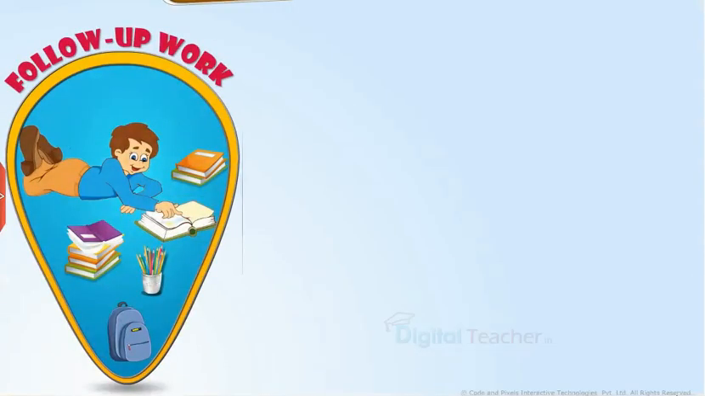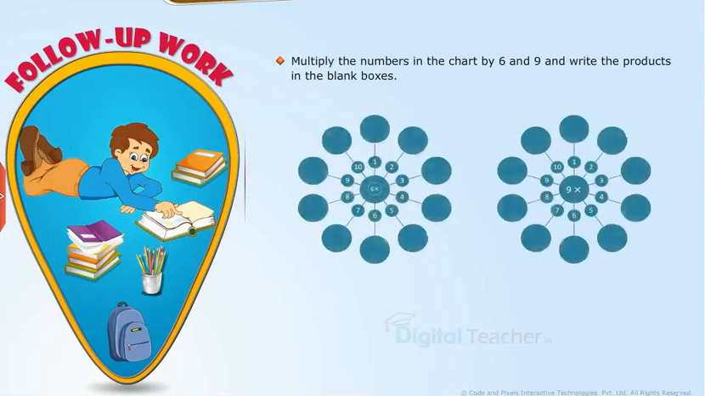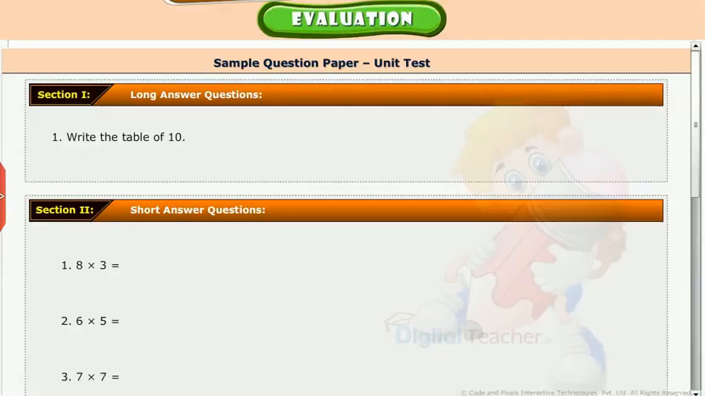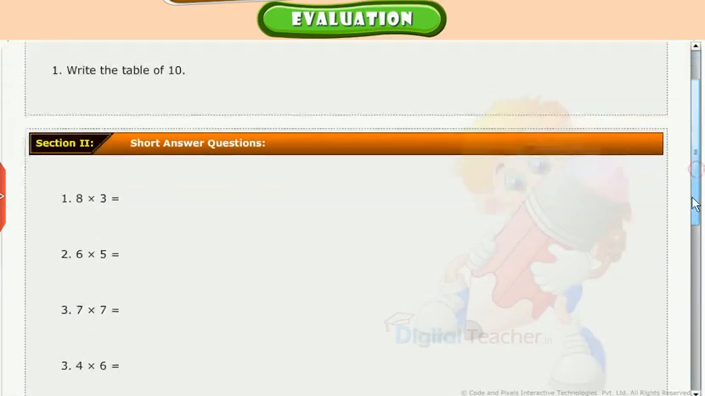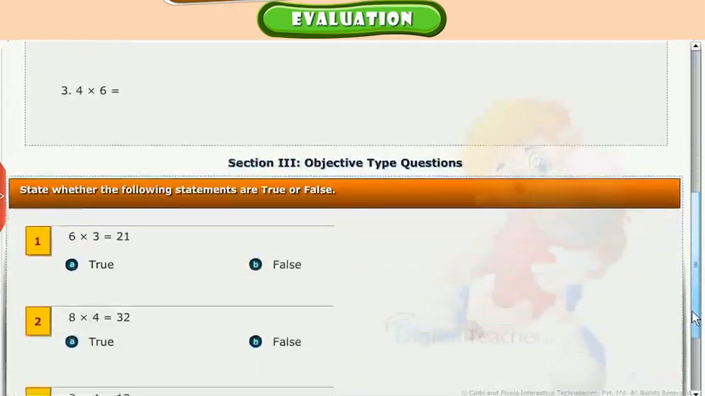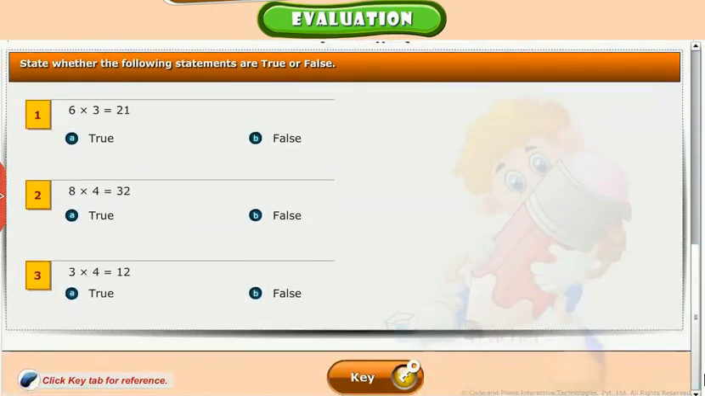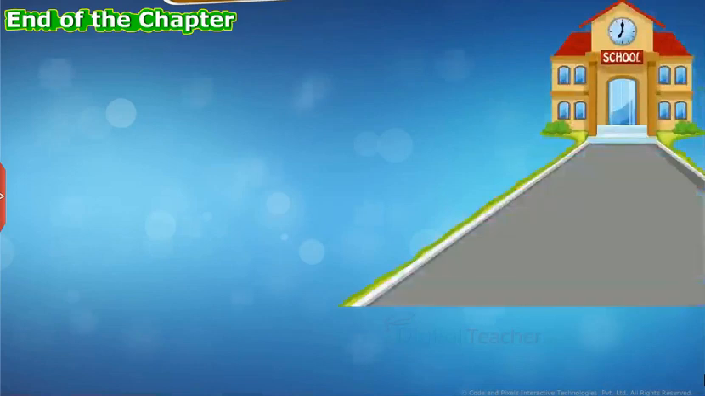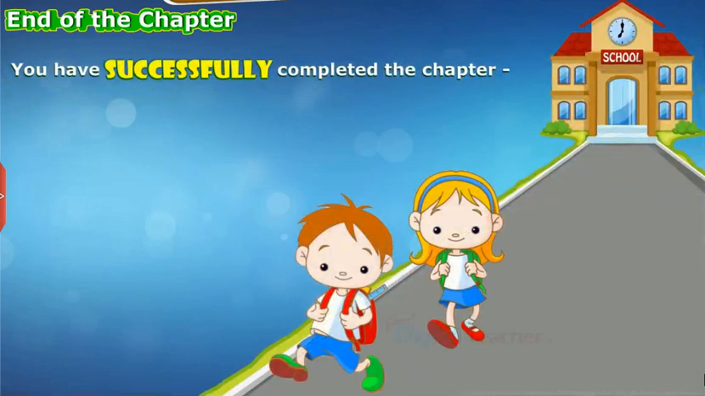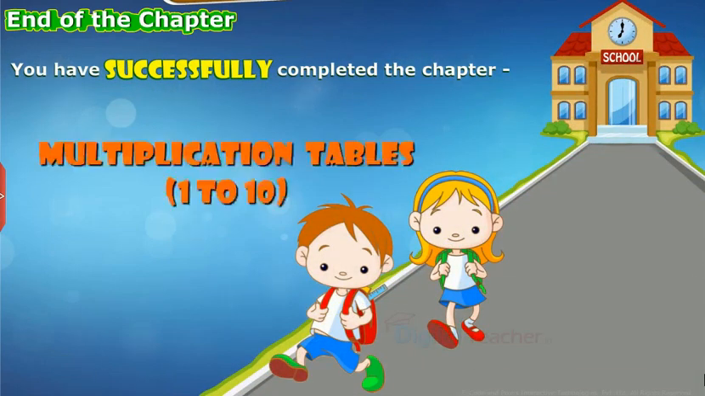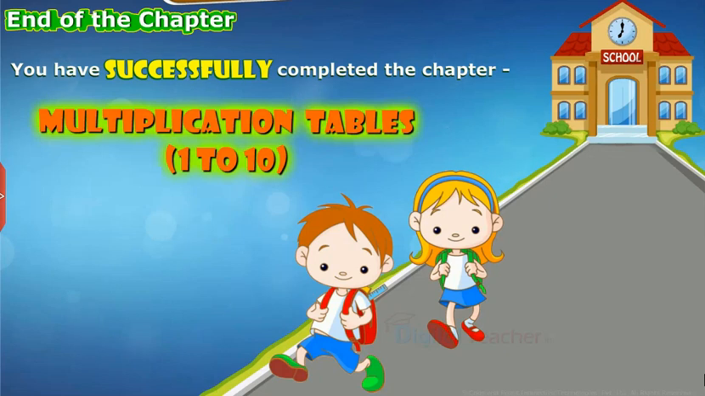Follow-up work. Multiply the numbers in the chart by 6 and 9 and write the products in the blank boxes. Test your understanding of the chapter by taking the mock unit test. You have successfully completed the chapter Multiplication Tables 1 to 10.